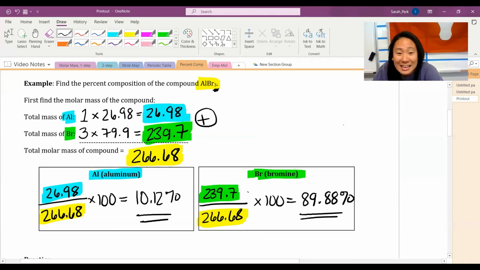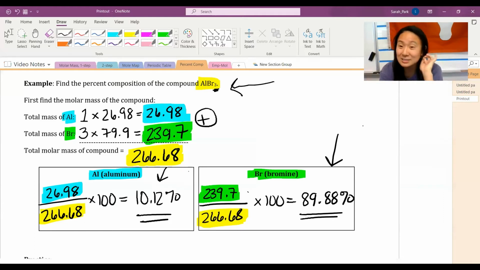That in our compound of aluminum bromide, almost 90% of the mass is from bromines. Like, bromines contribute a ton of mass into the compound. Look at aluminum's percentage here. Aluminum only accounts for 10% of the mass in this compound. So that's what the percentages tell us, okay?